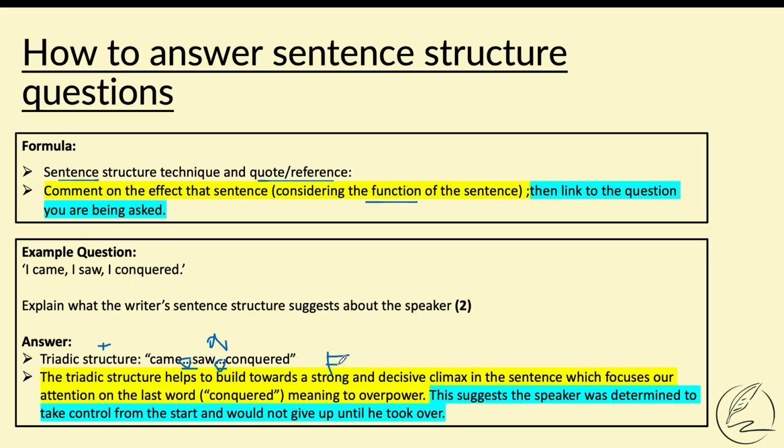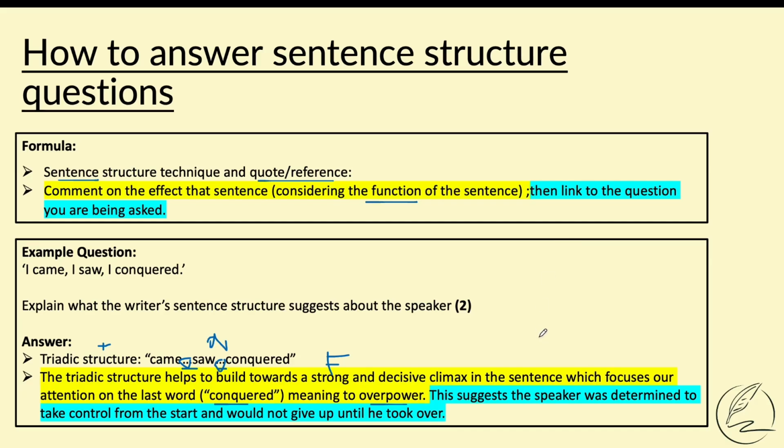Triadic structure often helps us to make a really strong point in the sentence, which focuses our attention on the last word, "conquered", meaning to overpower. So I'm thinking about the function of the sentence: it's building us up to focus on this final word, "conquered", which means to overpower. So I'm showing my knowledge there, doing a little bit of word choice analysis as well.